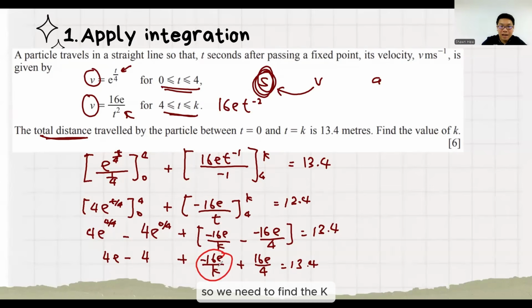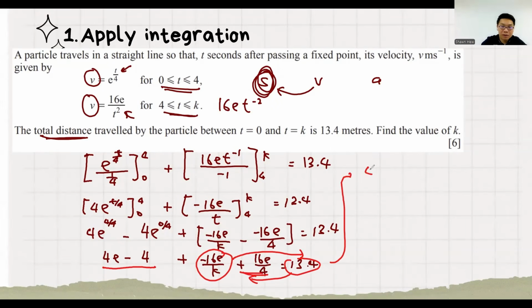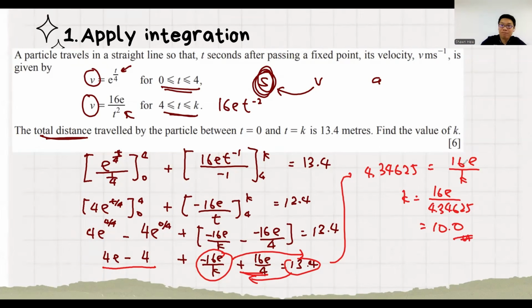So I want to find the k, so I put a k on the right, and then this part I throw to the left. 10.0. Done.